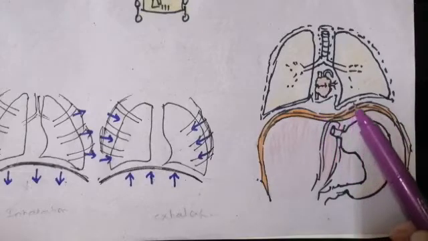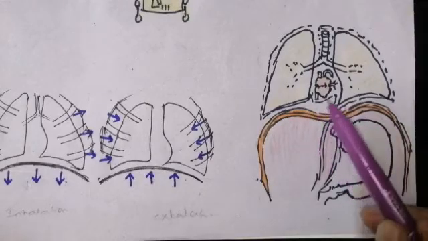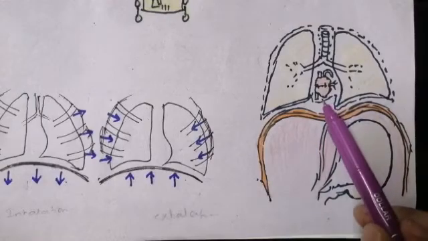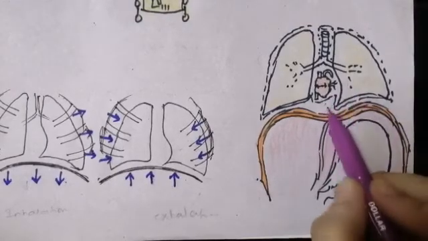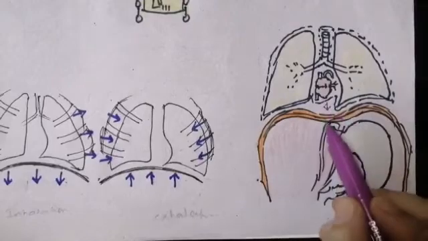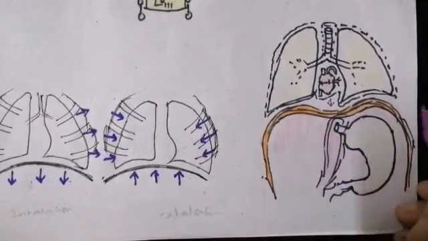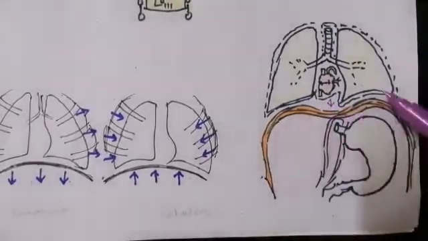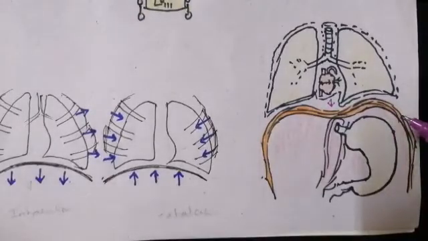The central tendon of the diaphragm is the depressed area in the center because of the pericardial cavity. The pericardial cavity causes the central tendon to depress and become flattened. That's why the diaphragm appears dome shaped, and this is the position of the diaphragm between the thoracic and the abdominal cavity.